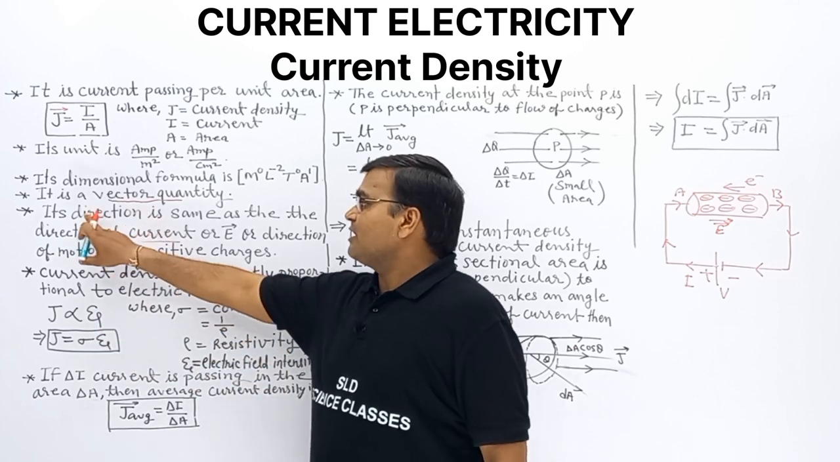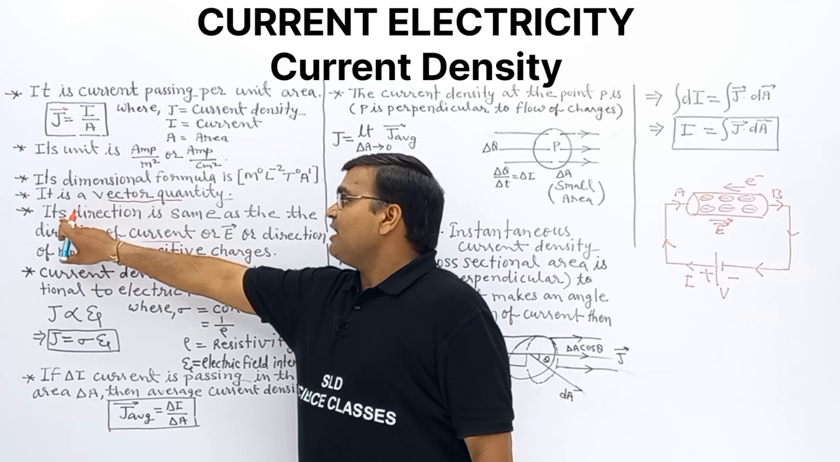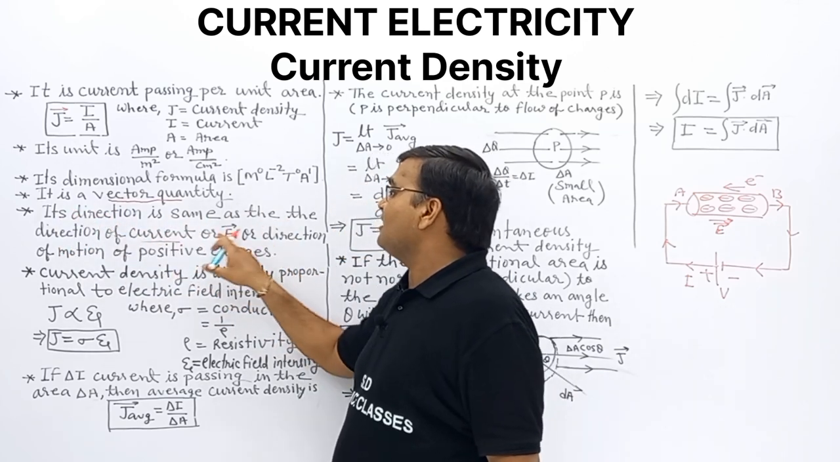Why? Observe this. At this point, what did we study? Current density direction is the same as the direction of the current and the electric field.